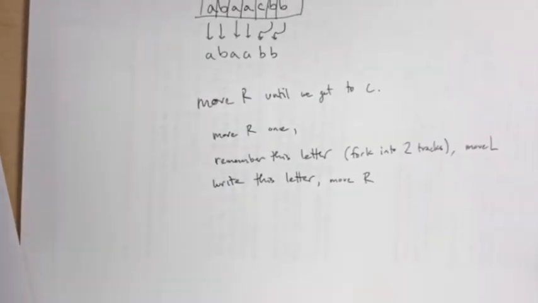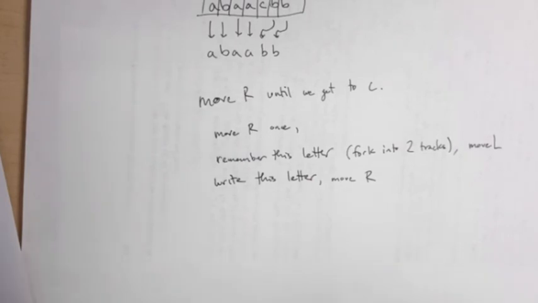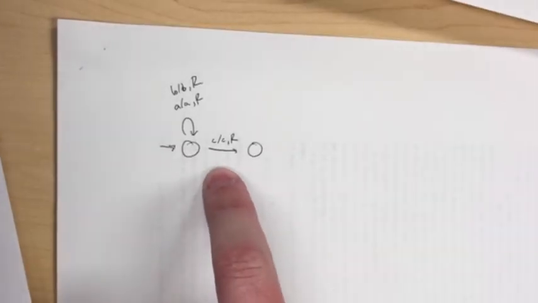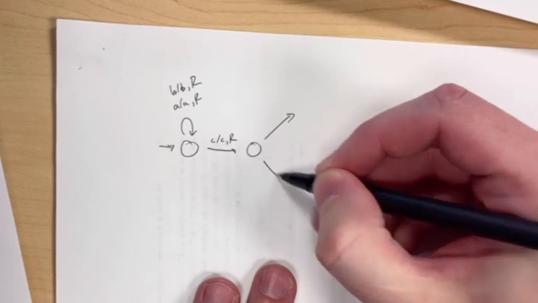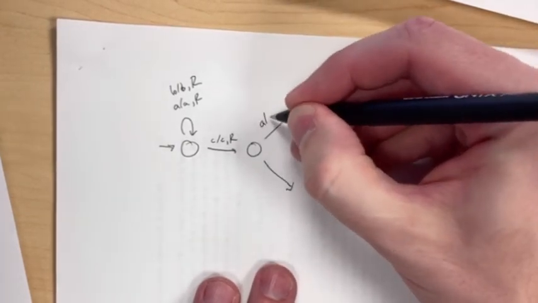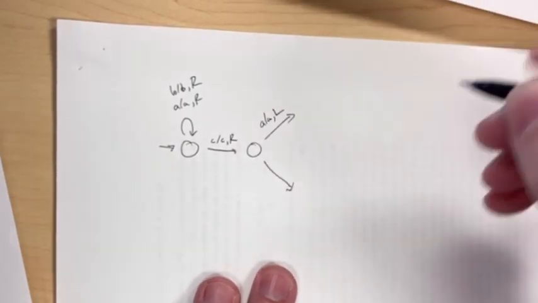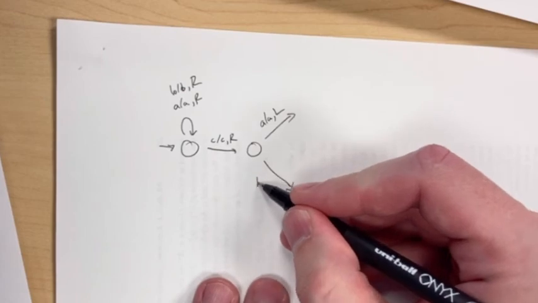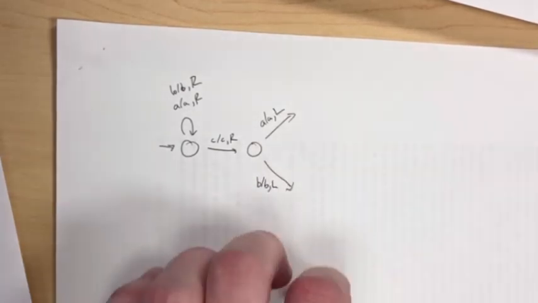All right, now what? I said before, move to the right. So what I said on my other page was move to the right until we get to C, and then move to the right by once. So that's what I've done already, all right? Then you should fork into two paths and move back to the left. So I'm going to make two paths here. I'm going to label them A, A, L and B, B, L, right?